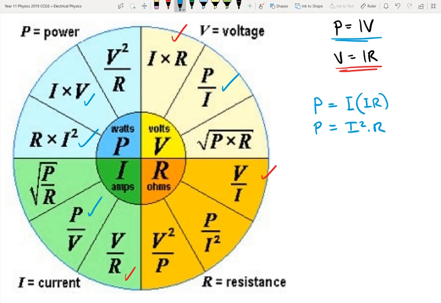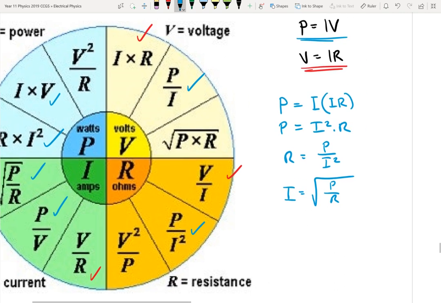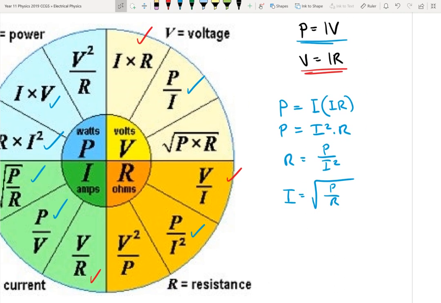We could rearrange that for R. R equals P on I squared. Do we have that on our trundle wheel? Yes, there he is. Last rearrangement, I equals the square root of P on R. Do we have that? Yes, we do. So that's just you substitute one equation into the other.